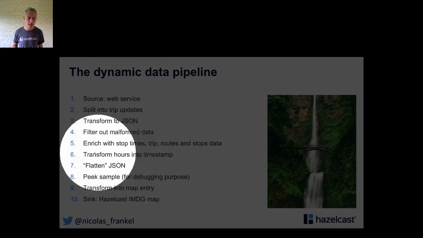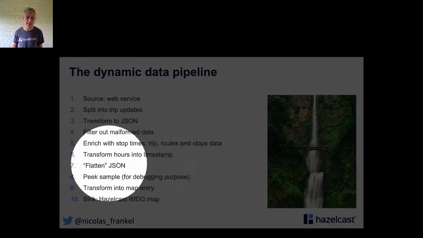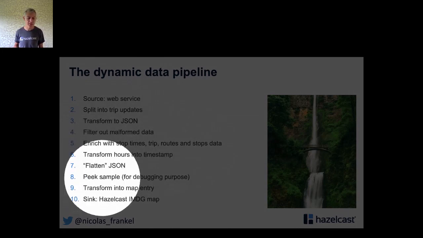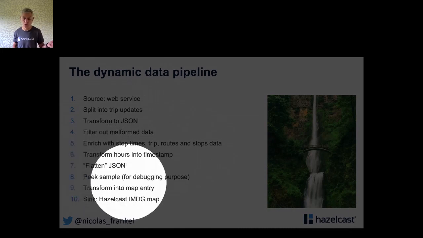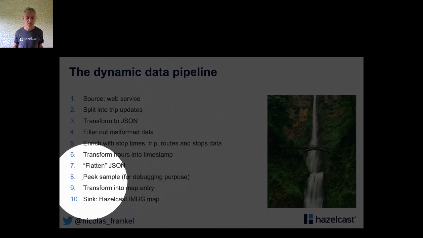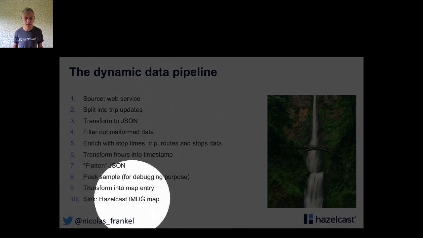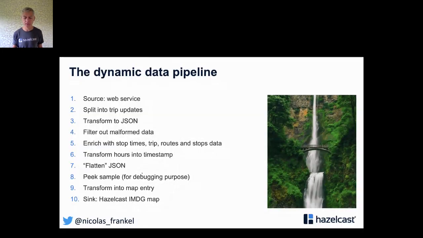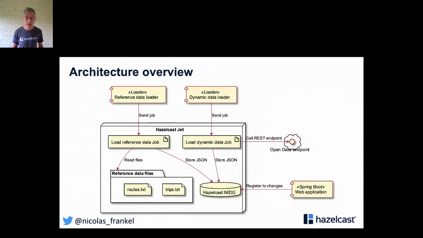Then because my front-end developer asked me to, I transform the hours into timestamp. Then I flatten the JSON. Again, it's to more easily handle the JSON on the front end. Then just for debug purpose, I pick some samples. So I put them in the log just to make sure that everything works. Then I transform it into a map entry and I store it into a map in IMDG. And this looks like this.